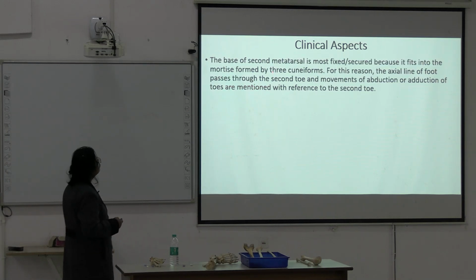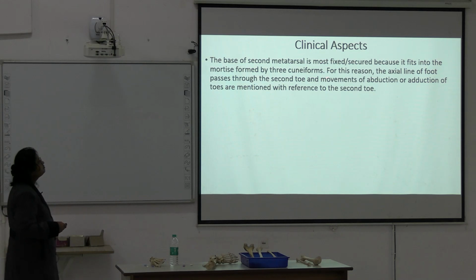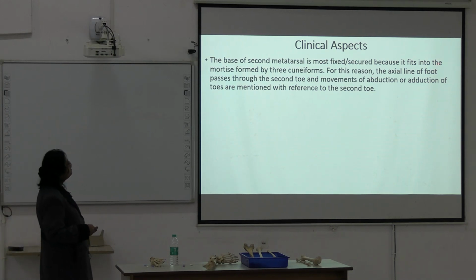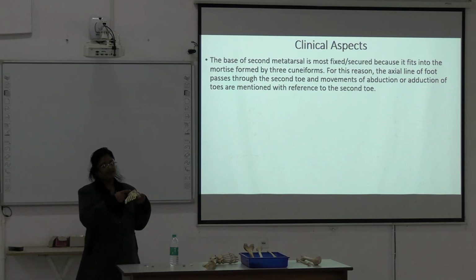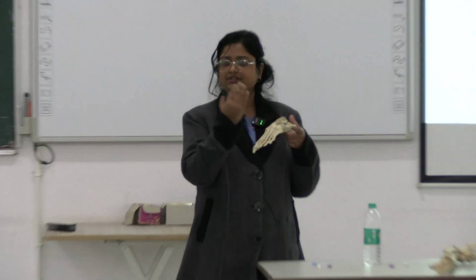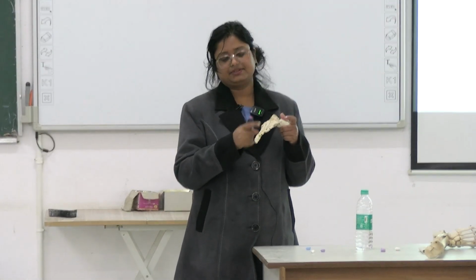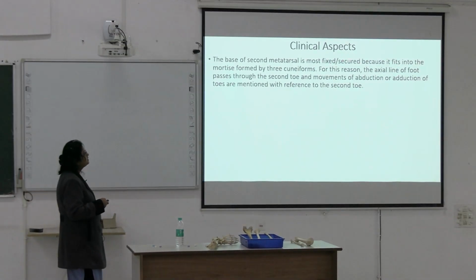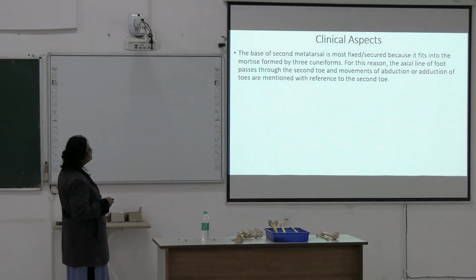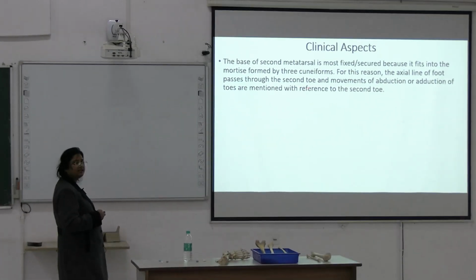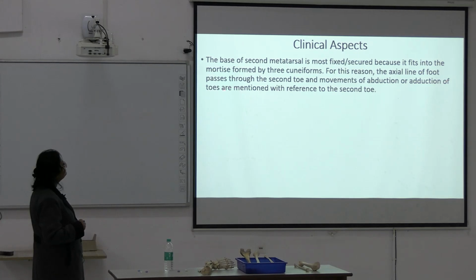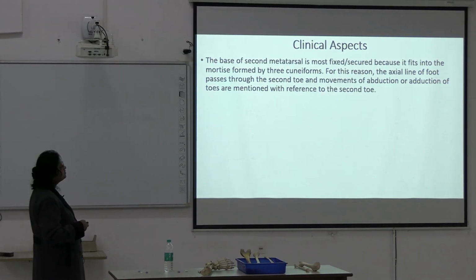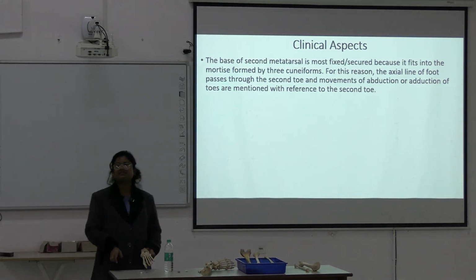Next, the base of the second metatarsal is most fixed or secured because it fits into the mortise formed by three cuneiforms. See here, these three cuneiforms are forming a mortise. Mortise means a concave shaped space where the base of second metatarsal is attached. That is why it is most fixed or secured, and for this reason the axial line of foot passes through the second toe, and movements of adduction and abduction of the toes are mentioned with reference to the second toe. That is why the axis is important.